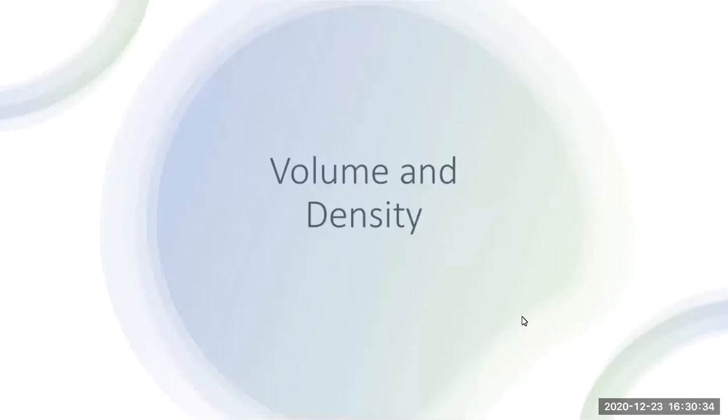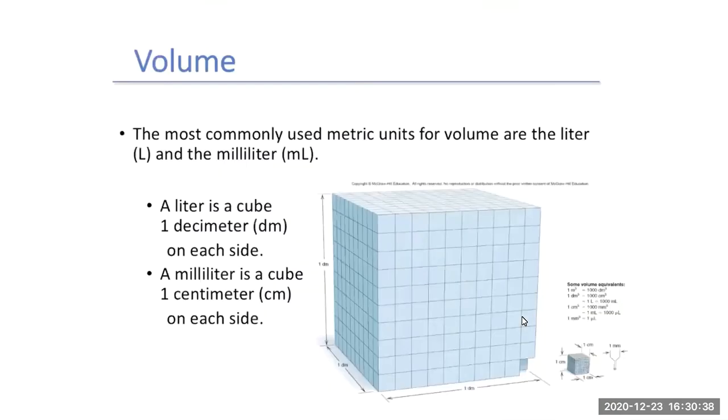In this video, we're going to discuss volume and density. If you remember from our previous lessons, when we talked about SI units, we talked about measurements in length. We talked about meters. But if you recall, we didn't mention anything about volume or how we measure volumes. And so our most commonly used metric unit for volume is a liter and a milliliter. If you want to figure out what a liter is, technically it is 1 decimeter cubed.